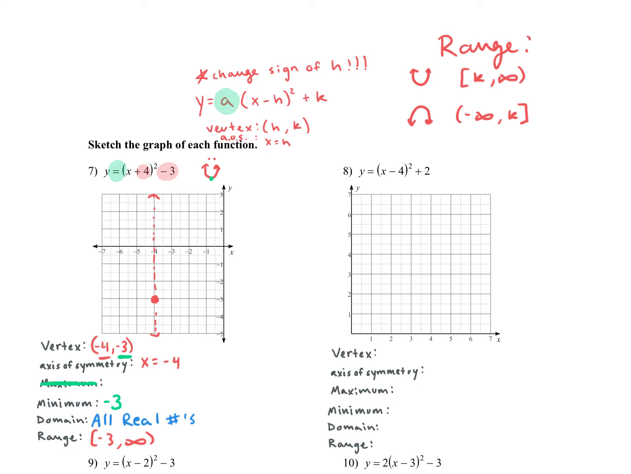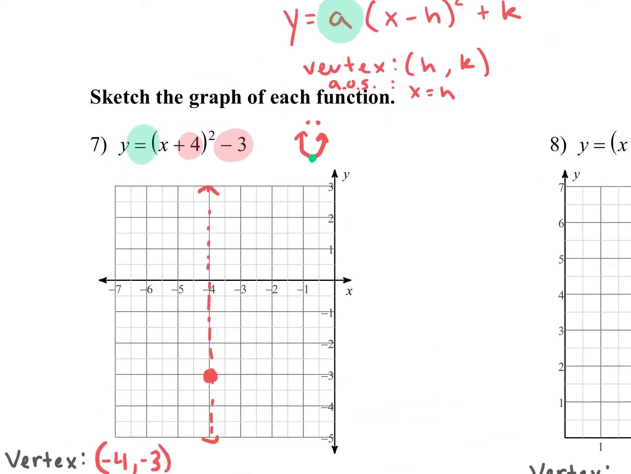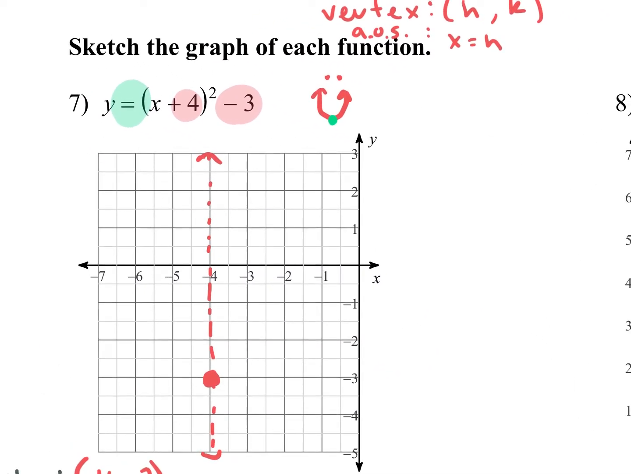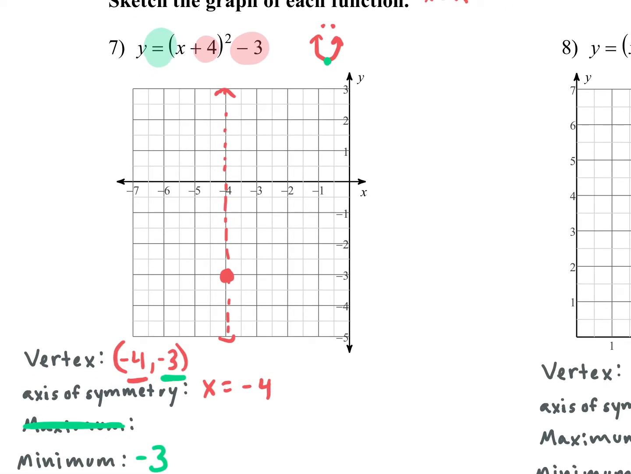All right, last thing we need to do is finish graphing it. How can I find another point on my graph? I don't want to plug in 0. What's a better option to plug in? -3. Why would we plug in -3? Because it's closer to -4. So we want to plug in something close to our axis of symmetry. And our axis of symmetry is -4. So what's a number close to -4? -3. So let's plug in -3.